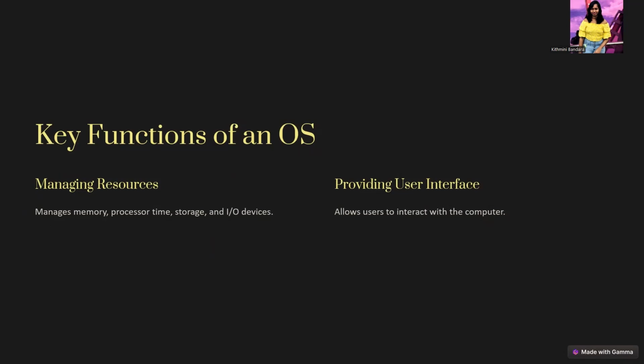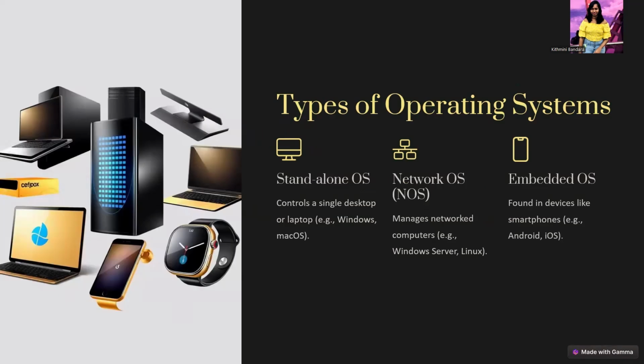The next one, operating systems come in different types depending on the devices they run on. First one is the standalone operating system. These are used on individual desktops or laptops. Examples include Windows and Mac OS.